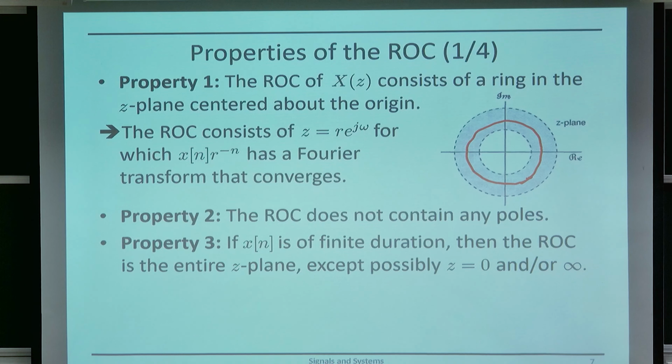All right. So the ROC does not contain any poles because, again, the value of X at the pole is infinity. And if x[n] is finite duration, then the ROC is the entire Z plane, except possibly at 0 or infinity. So it could include the entire Z plane, but with some exceptions at 0 or infinity. So why do we have these exceptions at 0 or infinity? Because if you think about it, when you have a finite signal, your Z transform will look something like this.